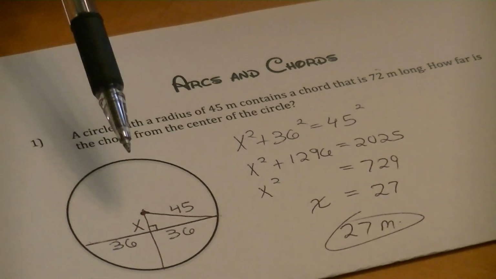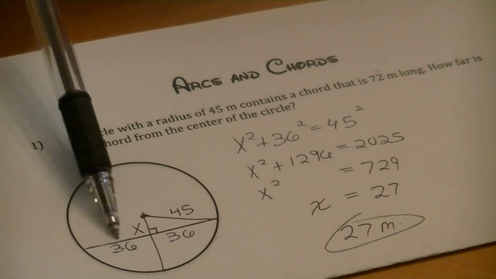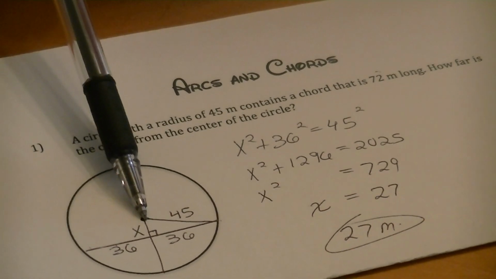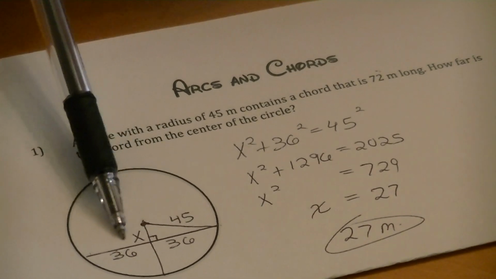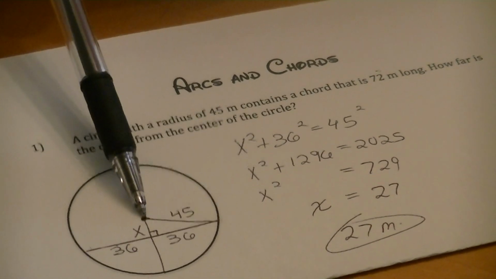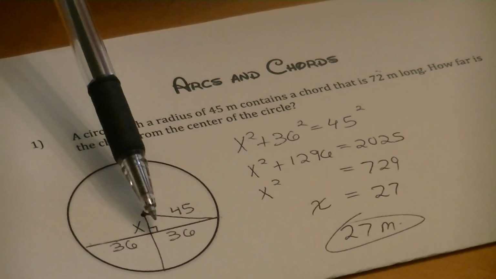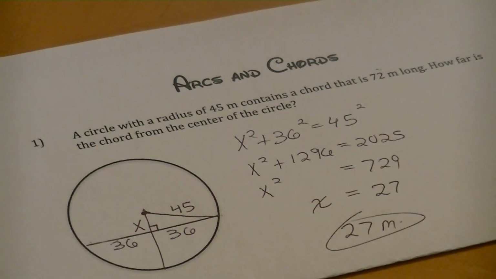When it asks for the distance from the center of the circle, remember the distance from a point to a line always means the length of the perpendicular segment. So the answer is not this. The answer is not this. The answer is always the shortest distance, the perpendicular segment length from the point to the line. So 27 meters is the answer. Let's take a look at number 2.